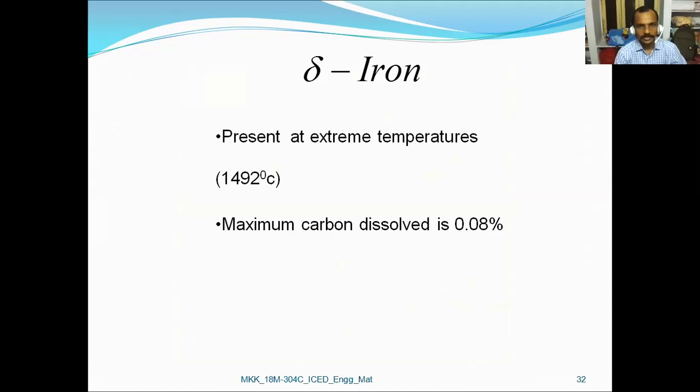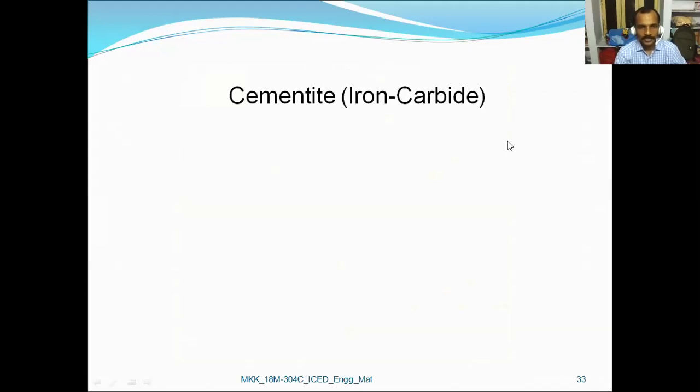Coming to the delta iron, this is present at extreme temperatures, 1492 degrees centigrade. The maximum carbon dissolved is 0.08 percent. So those are the different types of irons. Now let us move to the cementite, which is known as iron carbide. So cementite is an iron carbide.